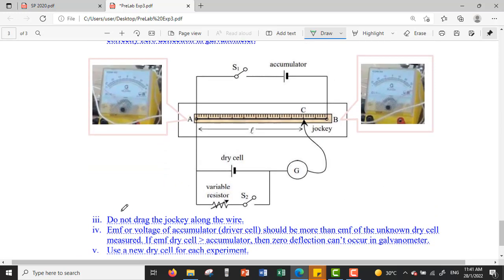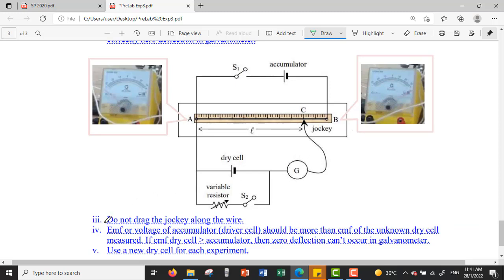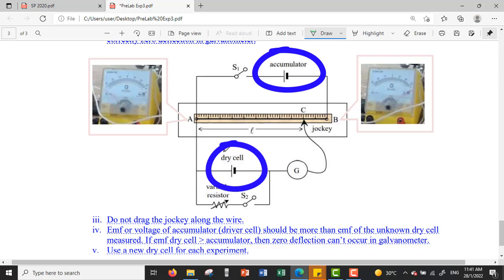Third precaution, do not drag the jockey along the wire. We shouldn't drag the jockey along the wire AB, but we have to tap it at different positions in order to get the reading of the galvanometer to show 0. Fourth, the EMF or the voltage of the accumulator should be more than the EMF of the unknown dry cell that we want to measure.